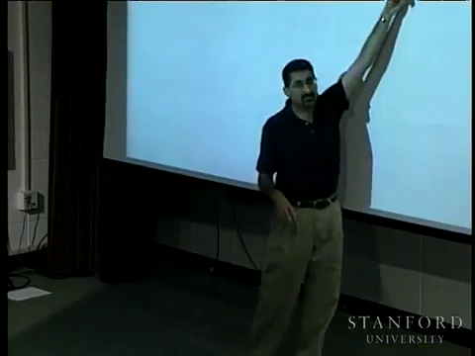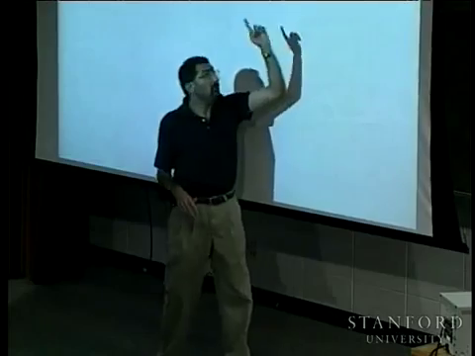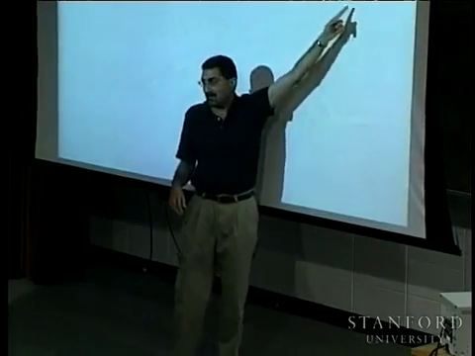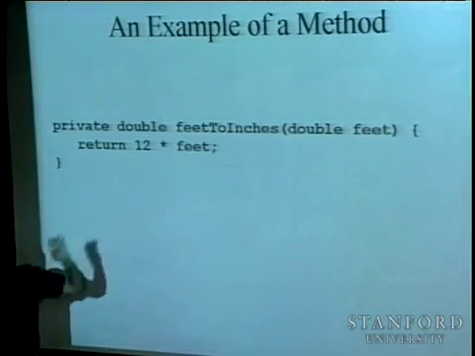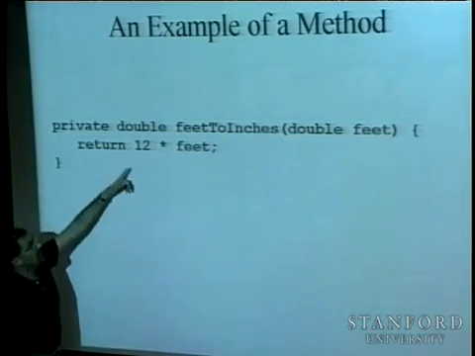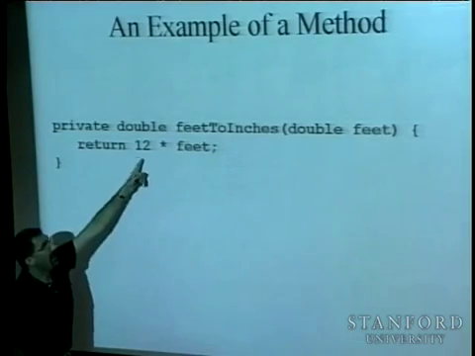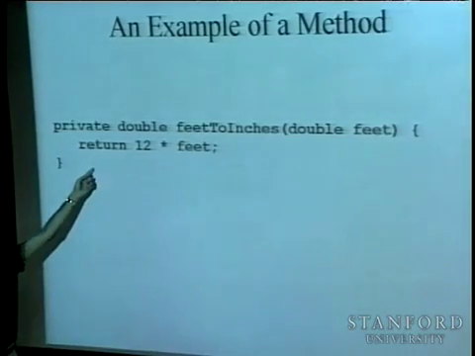And the way I'm going to refer to the double that you give me in this function is with the name feet. So all parameters have a type and a name, and the name is the name you're going to use inside this method to refer to that parameter. So what do I do? You give me some number of feet as a double, I multiply it by 12, and that's what I'm going to return to you.